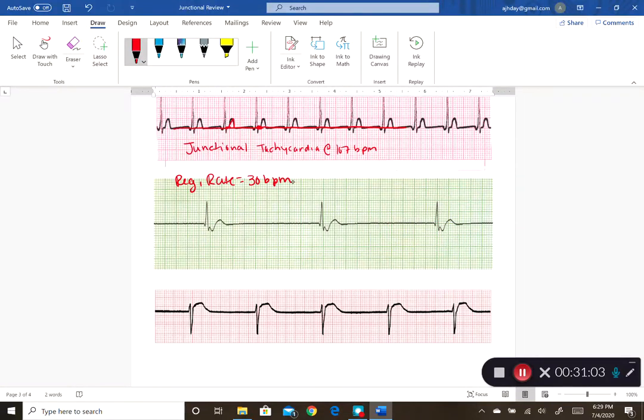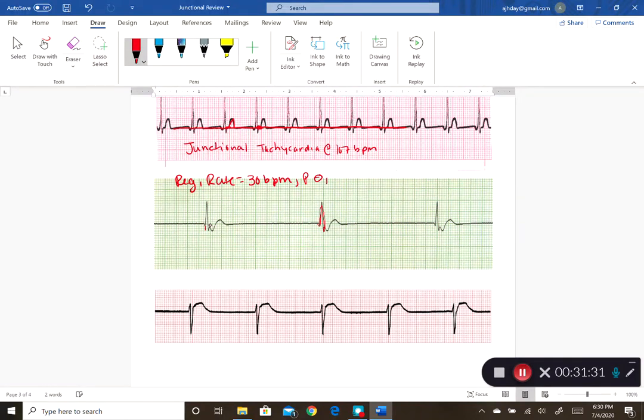Next thing I'm going to look at is my P waves. It looks like I don't have any P waves at all, actually. It just kind of goes right into that QRS complex. So no P waves, which tells me that this is going to be junctional. My QRS is nice and narrow. Looks like it's about 2 blocks wide, so 0.08 seconds.